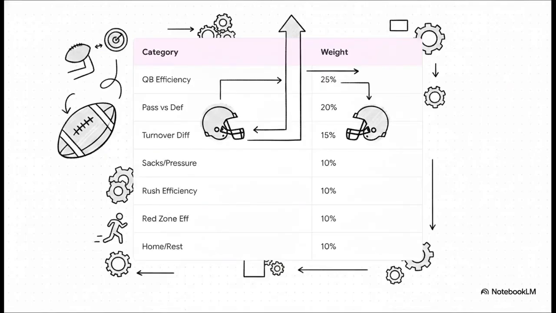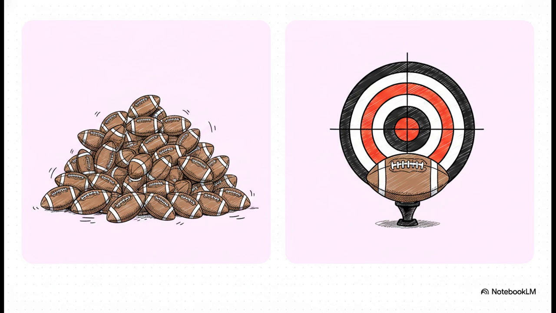That brings us to Section 2, Efficiency over raw totals, weighting the engine. To really level up, we have to apply learned weights to these categories. This massively improves accuracy. Just look at this breakdown. Quarterback efficiency demands a huge 25% chunk of the predictive weight, followed closely by the passing matchup at 20%. Rushing efficiency, that's sitting at just 10%. By assigning these specific weights, your engine stops getting distracted by the noise and actually prioritizes the factors that move the needle.